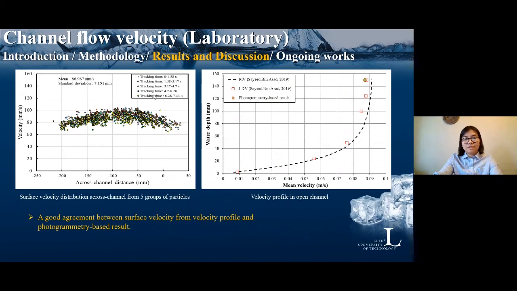In our image-based measurement experiment, the measurement was performed in the same flow condition at a flow rate of around 1,500 liters per hour, and the water depth was 15 millimeters. We can see a good agreement between the surface velocity from the velocity profile and the photogrammetry-based result.